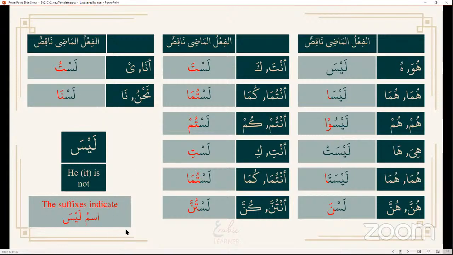The suffixes here, all these suffixes in red color, indicate ismu Laysa. Except there are no suffixes for huwa and hiya, so here ismu Laysa is mustatir, and for hiya also ismu Laysa is mustatir. And I mention again and again, this ta is not a suffix. It is not indicating the ismu Laysa, rather it indicates the gender. It's called ta'u ta'nis, the feminine ta, that indicates it is referring to feminine gender.